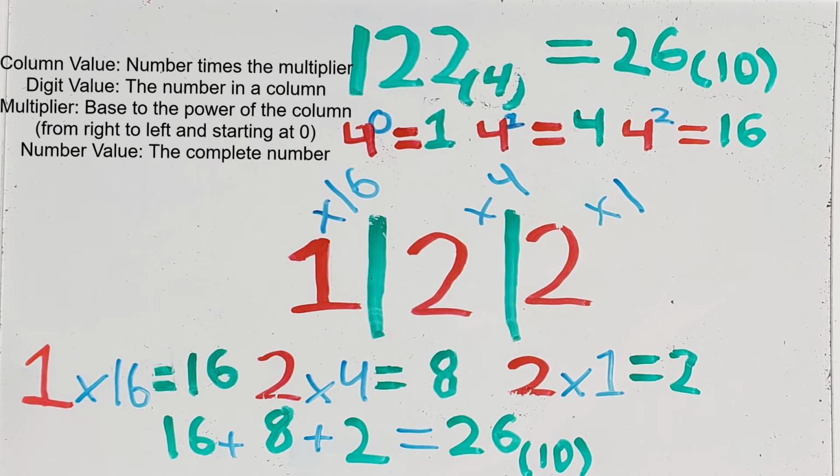Now for base 4. First we find the multipliers. 4 to the 0th is 1, 4 to the 1st is 4, 4 to the 2nd is 16. Now we multiply the digit values and the multipliers to get the column values. Now add the column values to get the number value. Now we can convert a base 3 and base 4 number into a base 10 number.